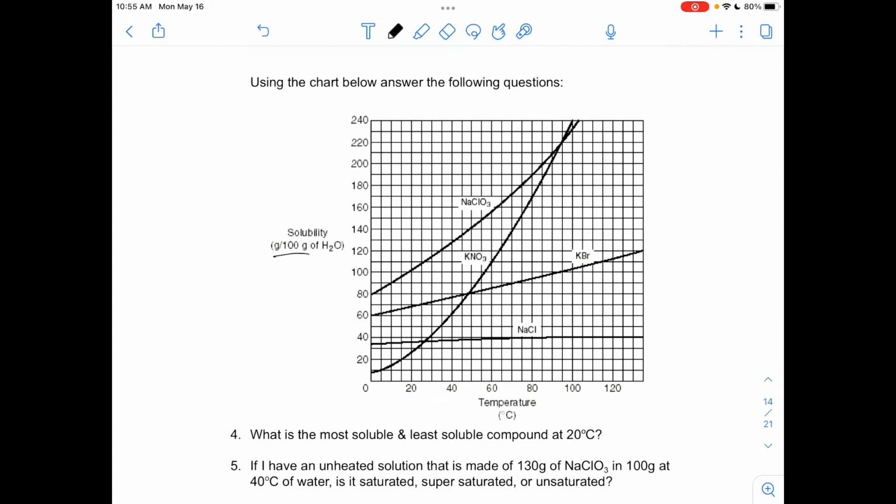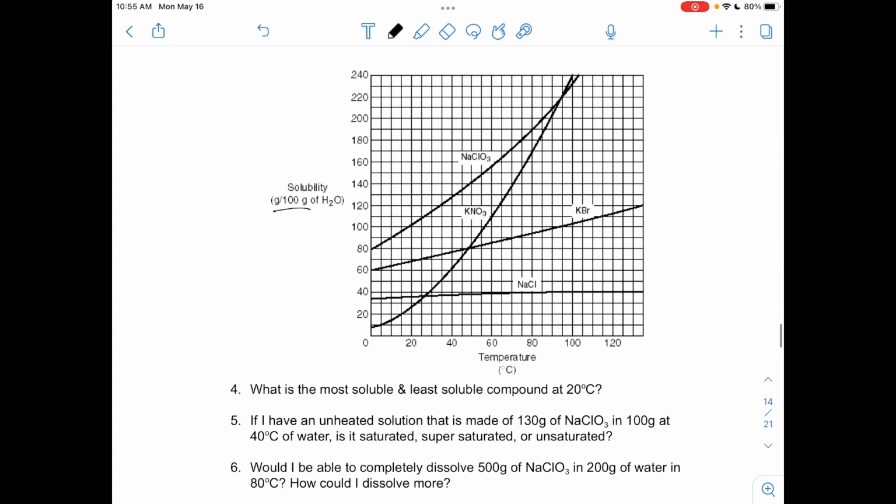Moving on along, we talked about the solubility chart and how to use this. This is, again, for 100 grams of water. So if it's not in 100 grams of water, you have to multiply or divide it to get to 100. Looking at question number 4, at 20 degrees Celsius, what is the most soluble? Most means we can dissolve the most solute in it, so it'd be NaClO3, sodium chlorate. And the least soluble at 20 degrees would be this one right here, KNO3.